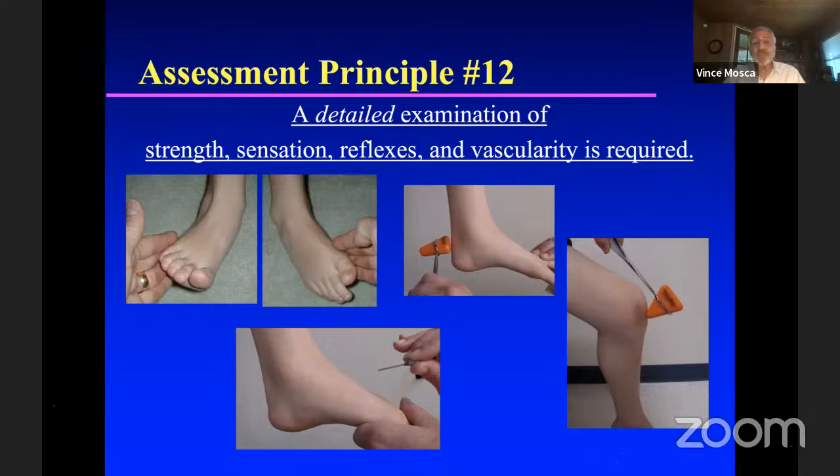It takes just a few minutes to get this information, and it's vital. Don't depend on a neurologist to do this. This is not rocket science. Just do these simple things that you see here: muscle strength, sensation, reflexes, and you'll have a lot more information to make a diagnosis.